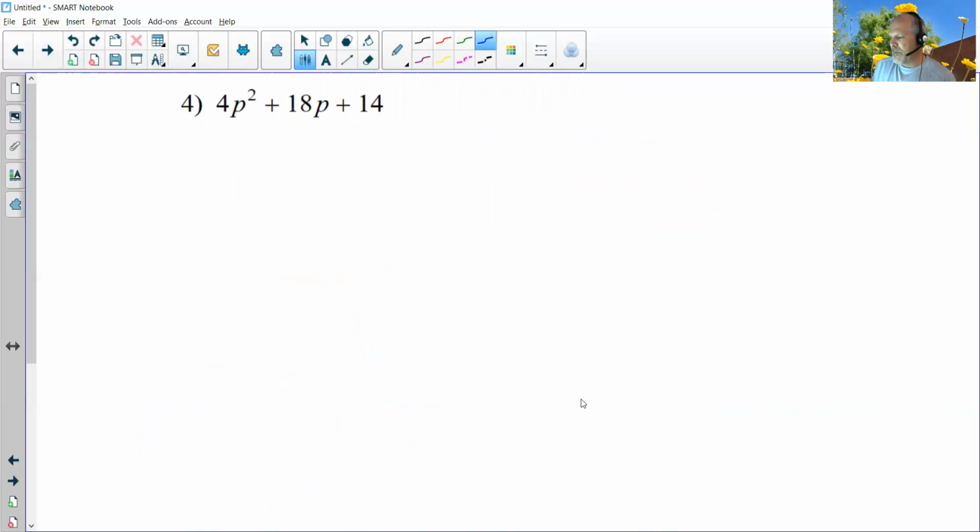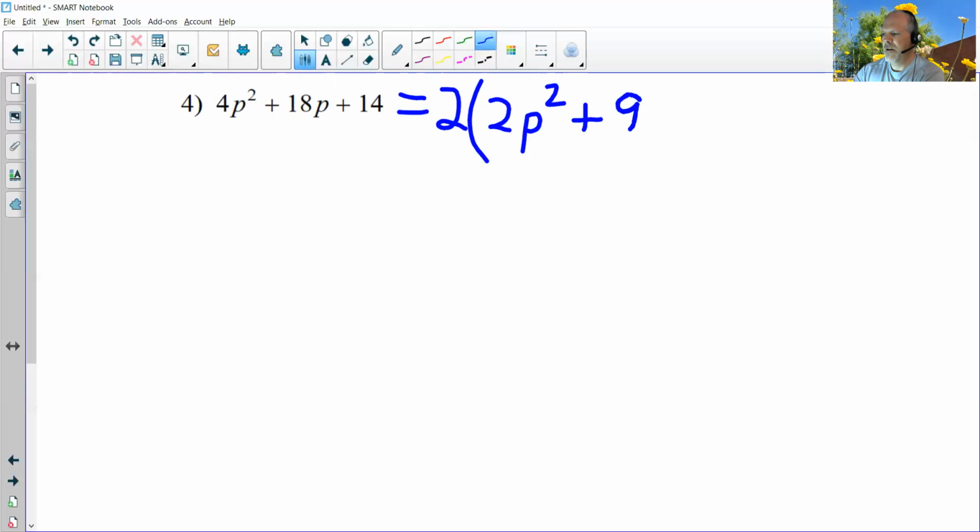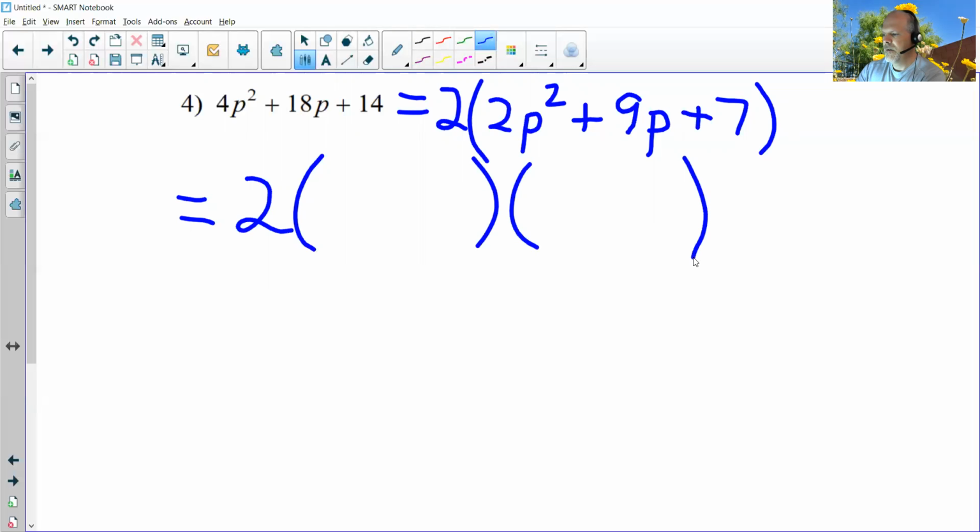Okay, let's look at a couple of problems from the assignment. So this is number 4. First thing to notice, there is a GCF of 2. So this would leave me with 2p squared plus 9p plus 7. Next, set up my parentheses. And then I'm going to draw my columns.